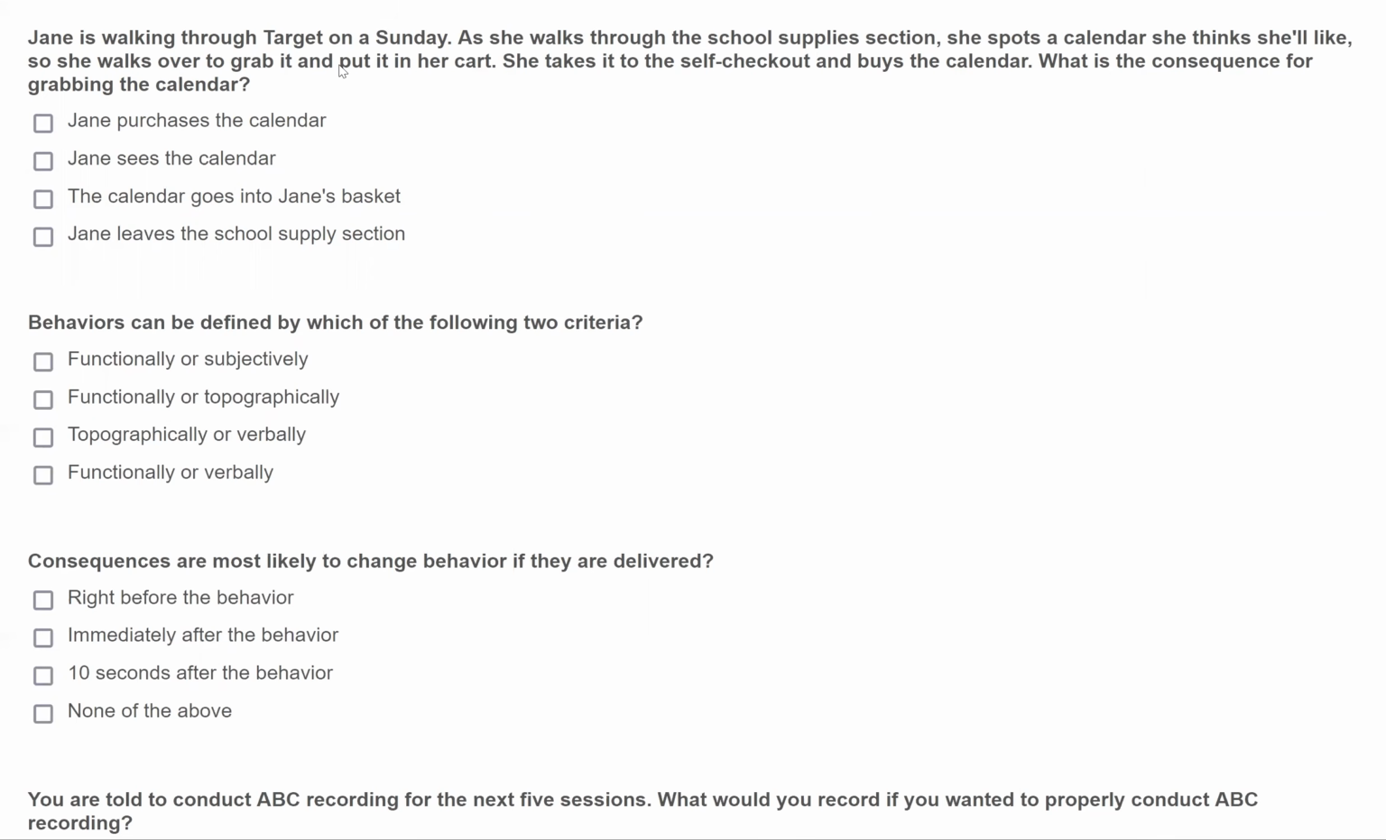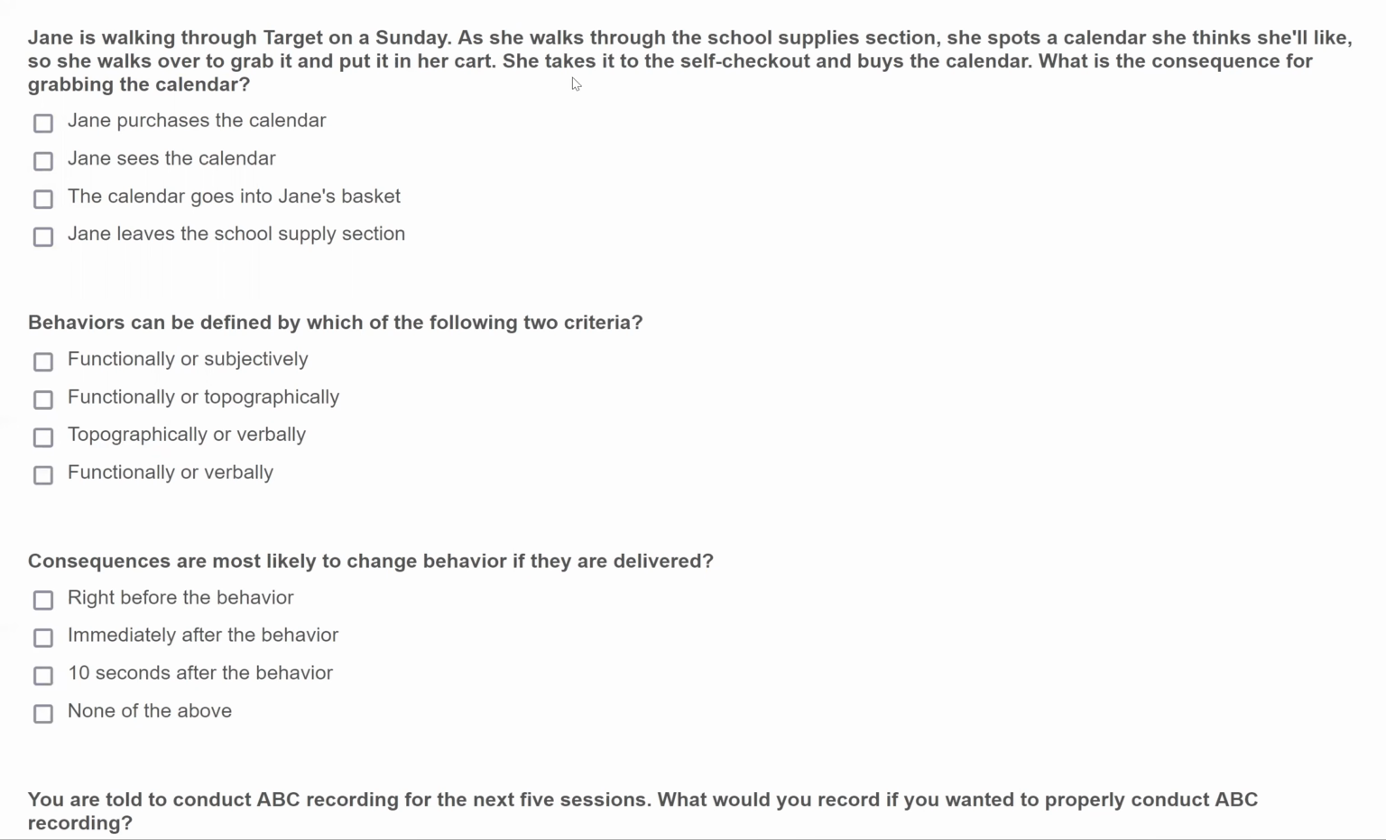So, what's the immediate consequence for grabbing the calendar? Well, calendar going in her cart, right? She puts it in her cart. She now has the calendar in her cart. It's really that simple, right? Don't get bogged down in behavior questions with all the other things going on. Be very narrow in how you analyze the question. We're looking at this one specific behavior and there's one specific consequence. Grabs it, puts it in her cart. Response, consequence. So, what is the consequence?